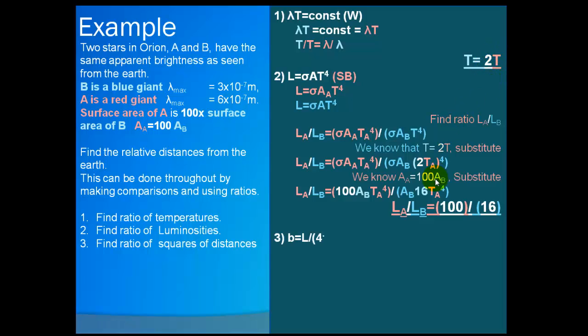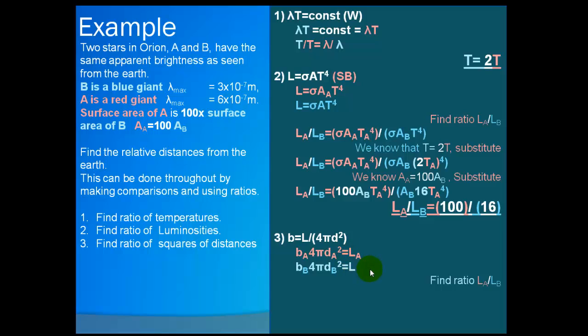Then the final step is that the brightness is equal to luminosity divided by 4 pi d squared, where d is the distance between the Earth and the star. For the red star we have this value. For the blue star we have the same equation but with different values. We know that the ratio of the luminosities is equal to 100 to 16, so we can divide these two equations now to find the ratio of the distances.